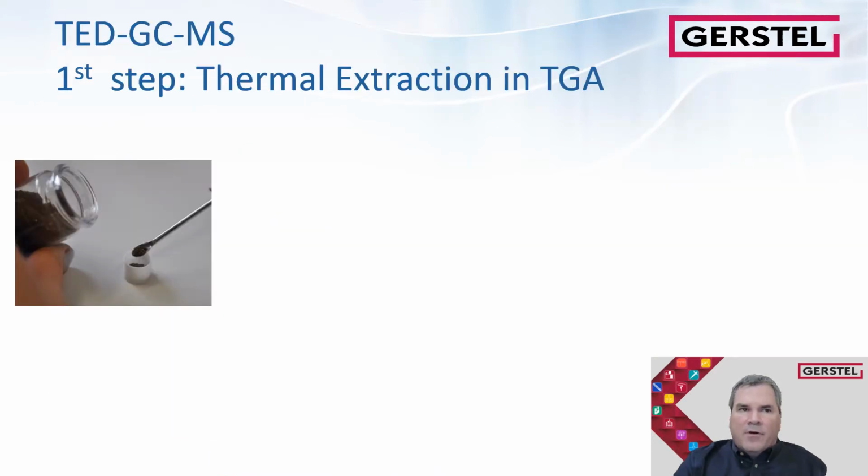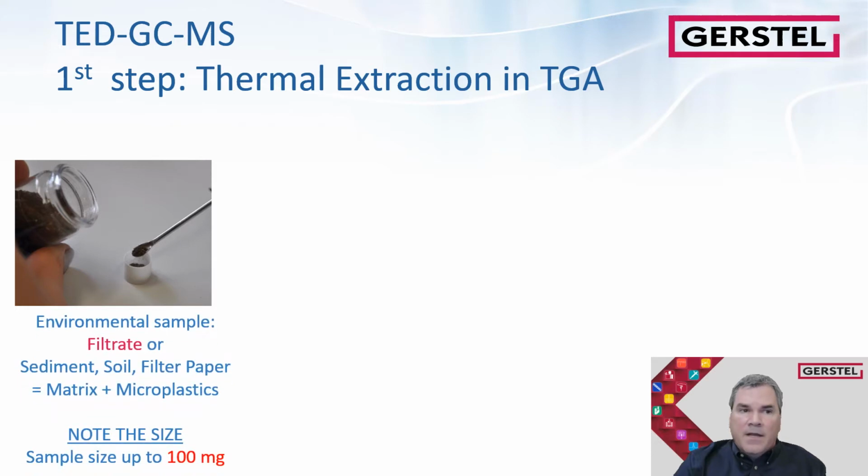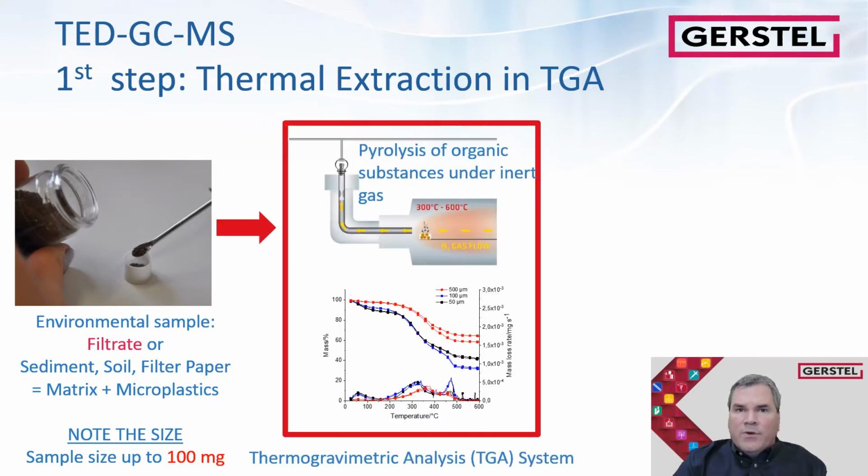So once we have our filter sample either in a filter crucible, or perhaps a soil sample we want to put into a ceramic crucible, it could be any kind of environmental sample: sediment, soil, filter paper, etc. In TED, now our size is much larger. We can deal with samples as large as 100 milligrams effectively. We carry out pyrolysis of this sample inside the furnace of the TGA. This typically is between 300 and 600 degrees, more towards the 600 side. All this is done in an inert gas flow. This causes the polymer to decompose and fall apart into fragments that are identifiable.